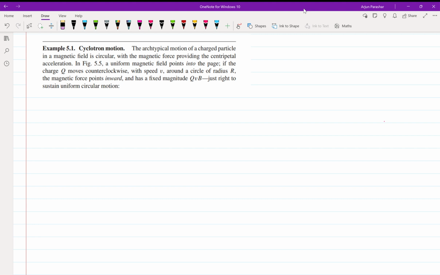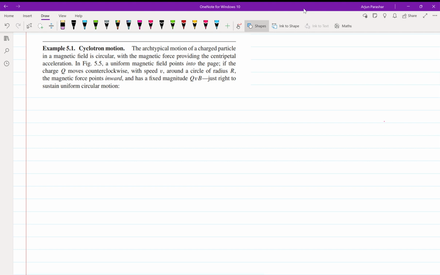Before going to example number 5.1 that you can see on the screen, I recommend you study the theory behind this, on pages 212, 213 and even 214. The formula is very important: the force in the magnetic field is F = QV cross B. We'll be using this formula here also.